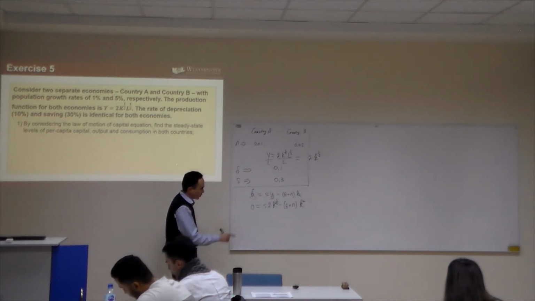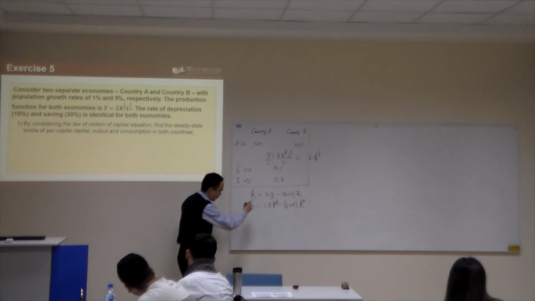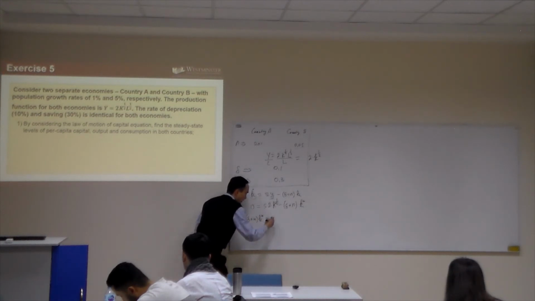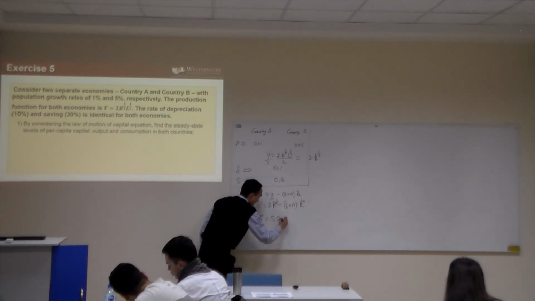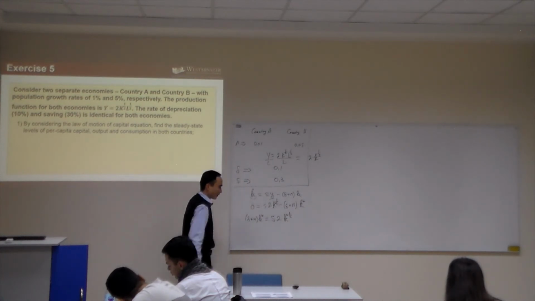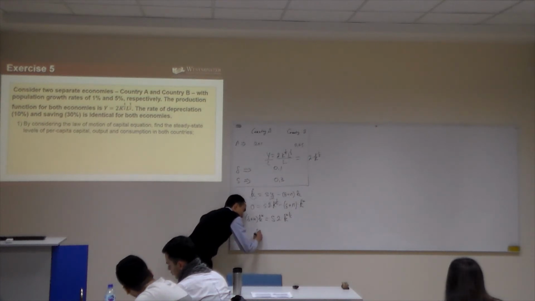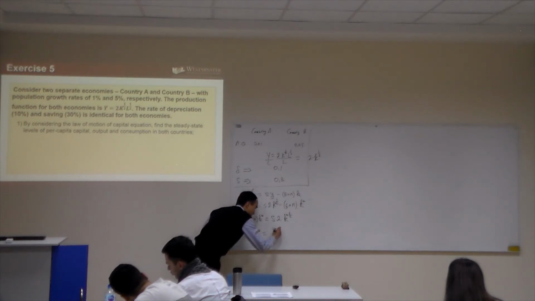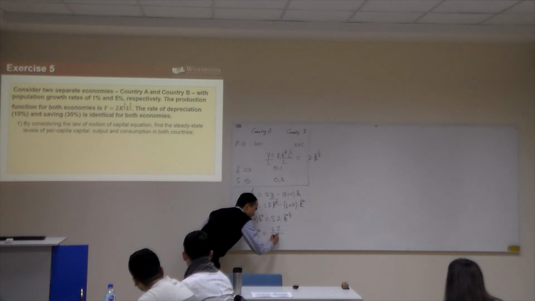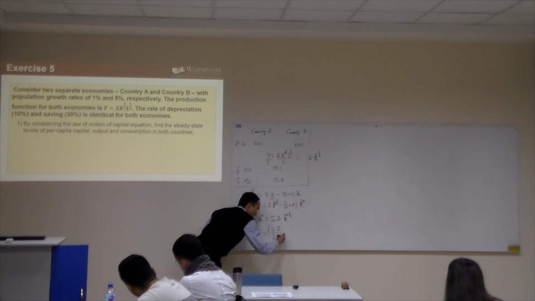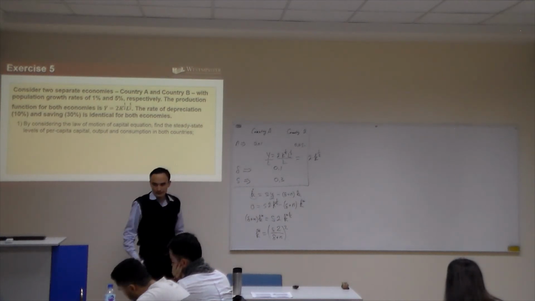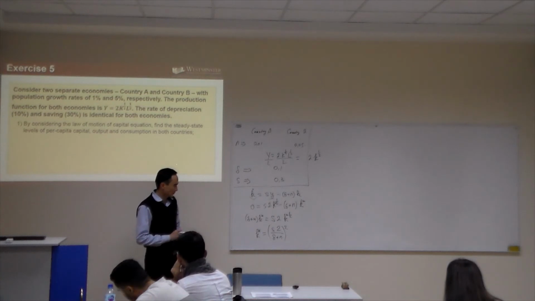So now, if you simplify it all, you will get delta plus n times per capita capital star equal to saving rate times technology times per capita capital star in the power of 1 over 2. If from this equation you find what per capita capital in the steady state level is equal to, you will get it is equal to saving rate times technology over depreciation rate plus growth in population, in the power of 2, squared. It will be equal to this one.